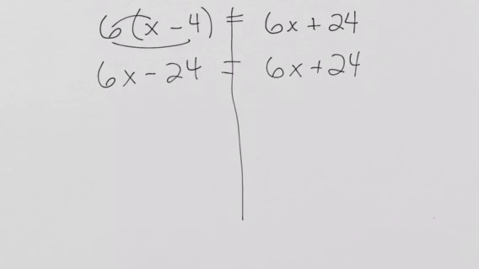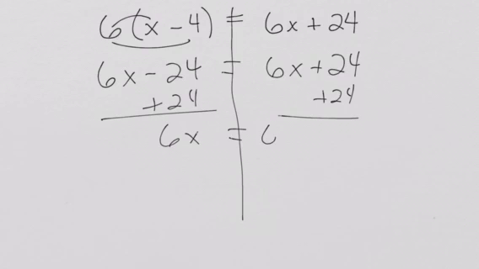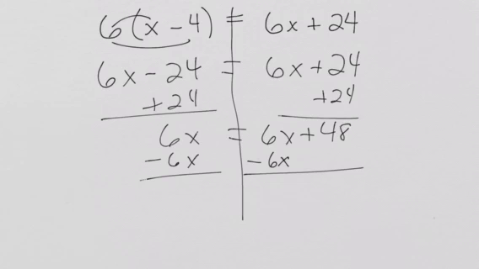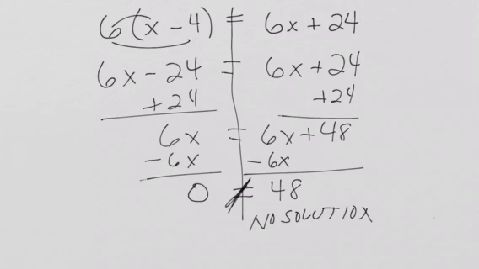What would happen if we tried to move the numbers first this time? Let's do that. So let's add 24 to both sides. And we'll get 6x equals 6x plus 48. So what's our next step? Let's subtract 6x from both sides. That way we have all of our x's on the same side. But what happens when you do 6x minus 6x? You get 0 x's, or 0 equals 48. That's not equal. So there's no solution for this equation.